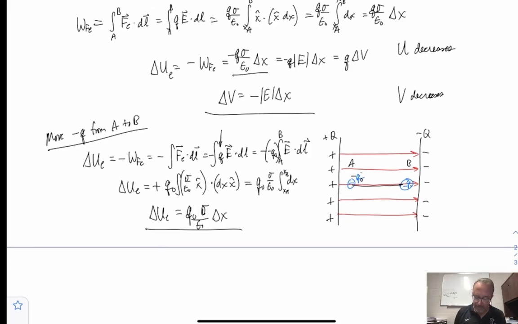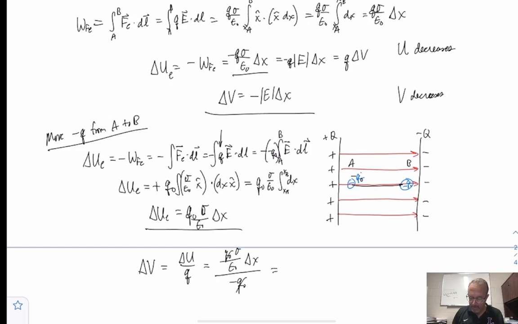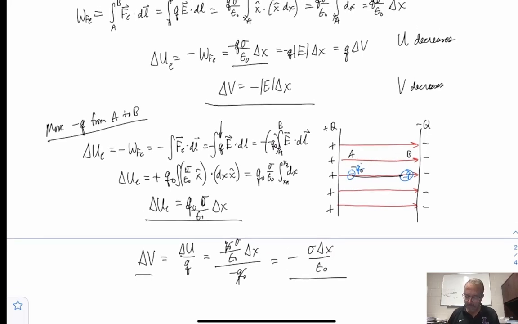But what about delta V? Well, delta V, remember, is equal to delta U divided by Q. Now the Q here is minus Q0, right? And so that takes that out, but look at what happened. We're left with a negative sign. And so the change in potential is still negative. That's interesting, okay? So potential energy increases, but the potential still decreases.